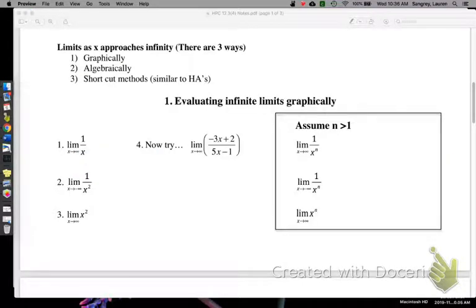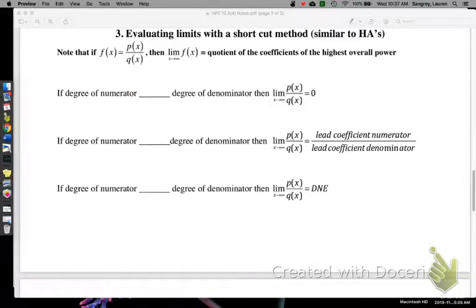So there's actually 3 ways to find our limits as x approaches infinity. We can do it graphically, we can do it algebraically, and then there's also a shortcut method, which is very similar to our rules with horizontal asymptotes, and that's what we're going to be focused on today. All right, so I jumped down to option 3, which is evaluating limits with the shortcut method.